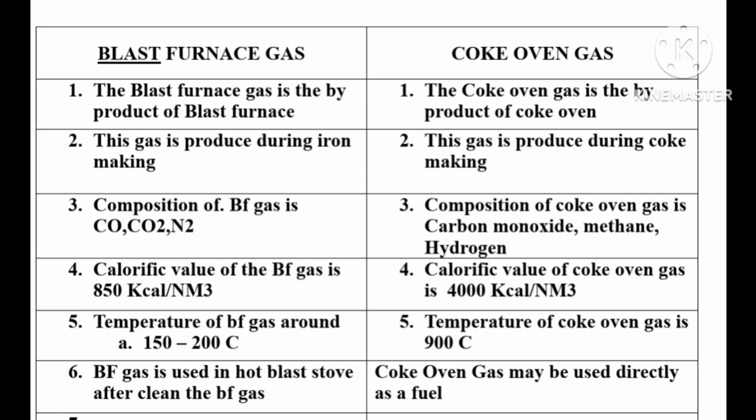Then the third point will be the composition of BF gas, mainly CO2, CO and N2. Then the composition of coke oven gas: methane, carbon monoxide, hydrogen.